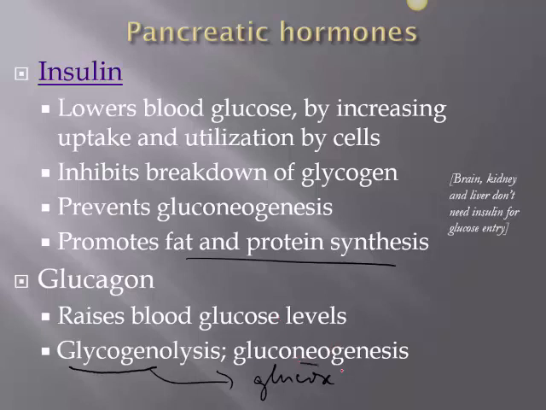Glucagon will cause gluconeogenesis. So amino acids and fats are utilized for manufacture of glucose, and then that glucose will go into the bloodstream. Can you see it's doing exactly the opposite of insulin? Insulin prevents gluconeogenesis. Glucagon causes gluconeogenesis because it wants to raise glucose levels in the blood. So it does it by breaking down glycogen and making glucose from non-carbohydrate sources, which is amino acids and fats.